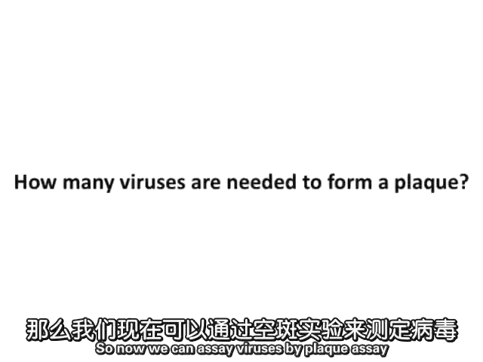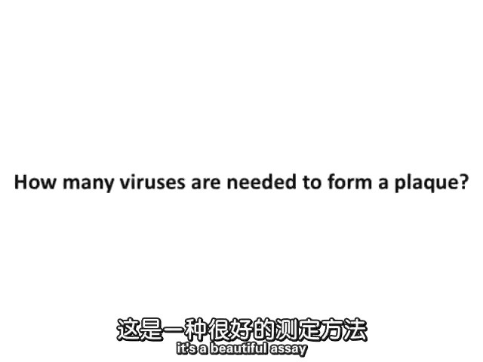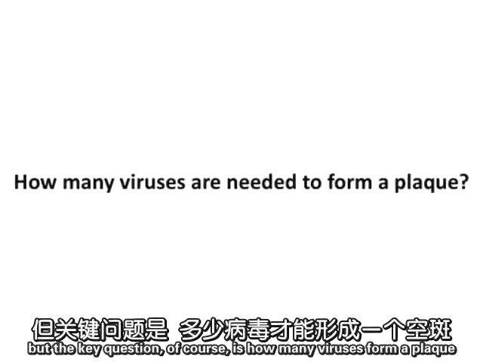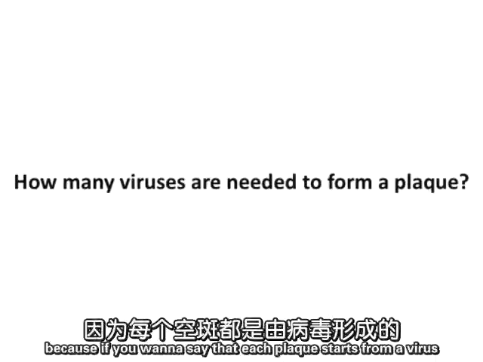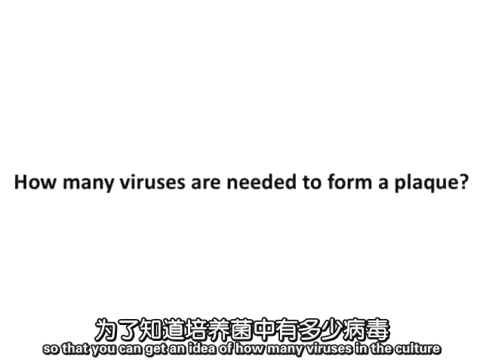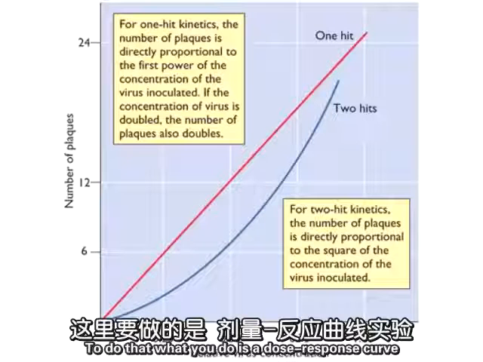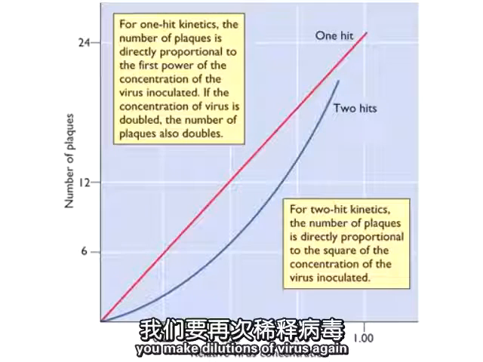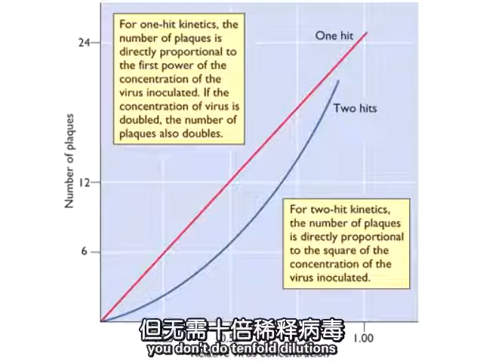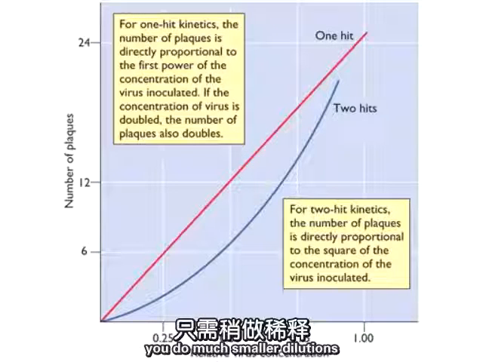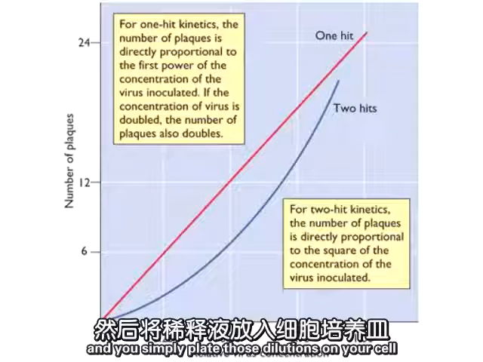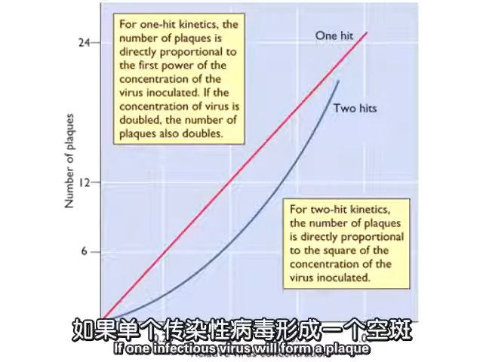So now we can assay viruses by plaque assay. It's a beautiful assay. But the key question, of course, is how many viruses form a plaque? Because if you want to say that each plaque starts from a virus so that you can get an idea of how many viruses are in the culture, you need to answer that question. To do that, what you do is a dose-response curve. Very simple experiment. You make dilutions of virus again. You don't do 10-fold dilutions. You do much smaller dilutions. And you simply plate those dilutions on your cells. You do a plaque assay.